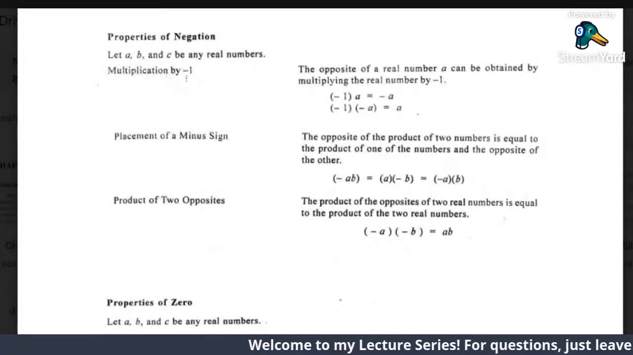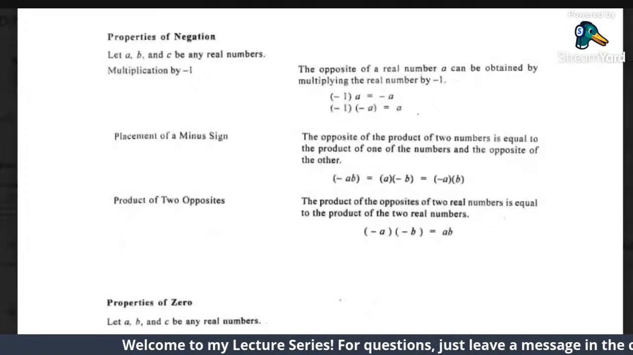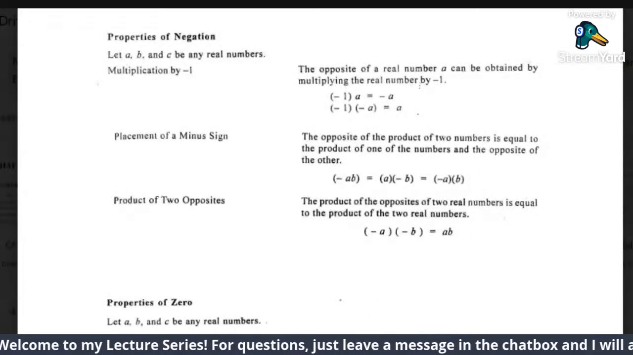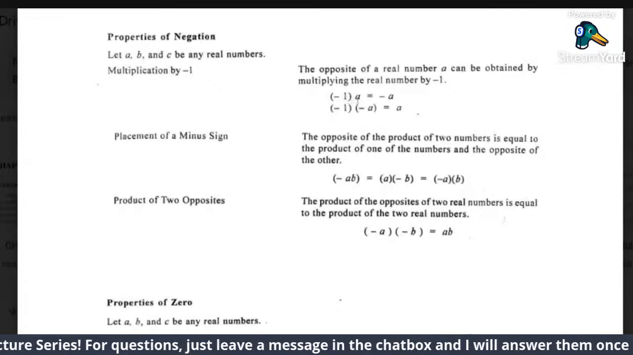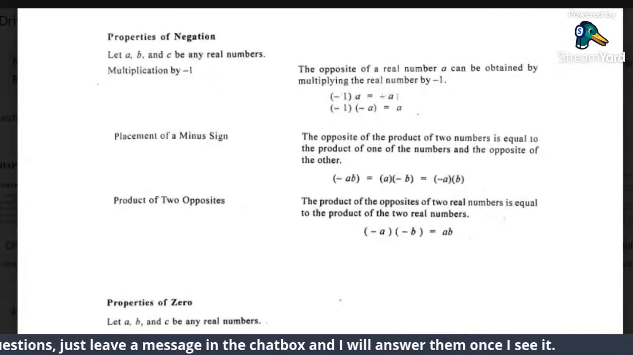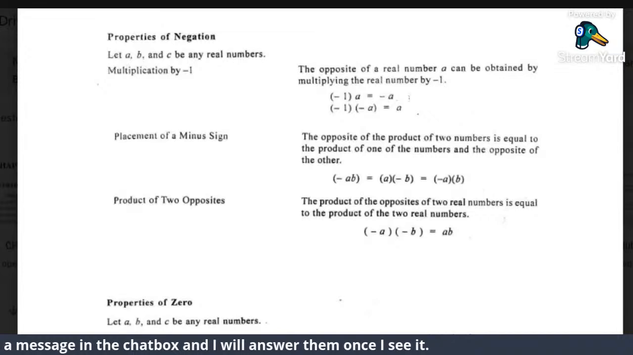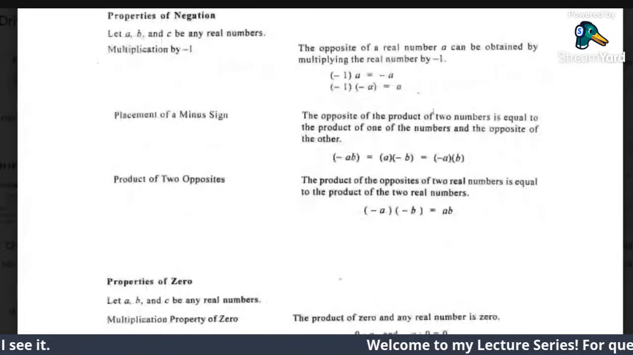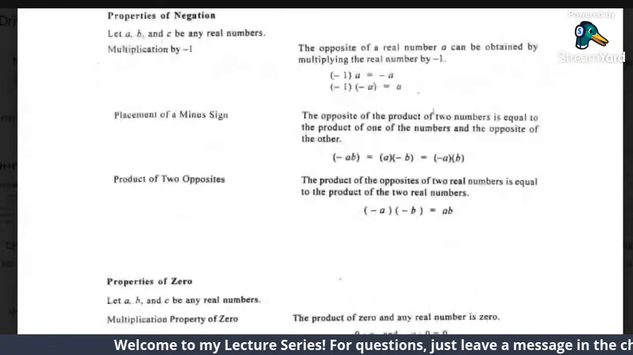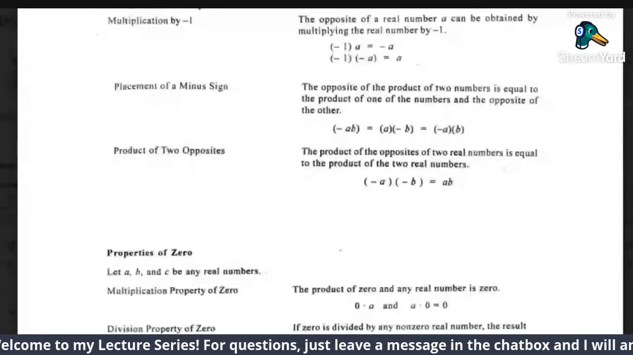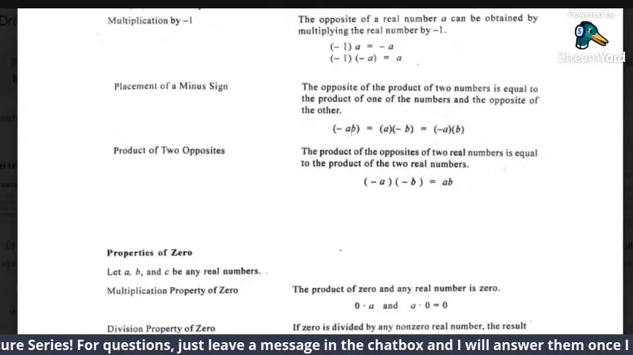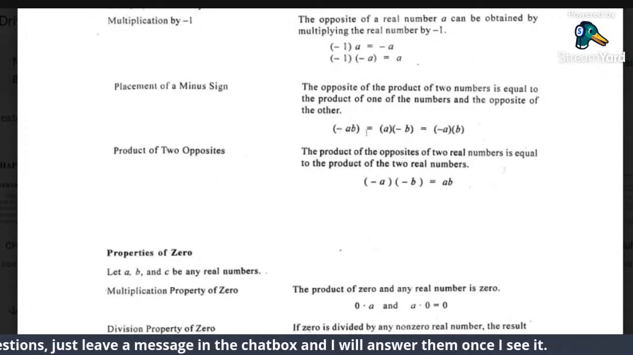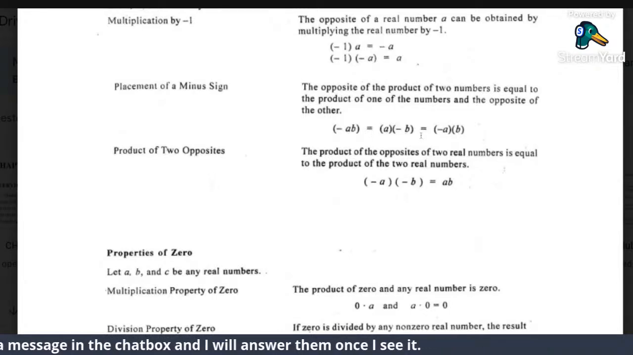Multiplication by -1. The opposite of a real number A can be obtained by multiplying the real number by -1. So A times -1 will give you the opposite of A, which is -A. The same is true: -A times -1 will give you the opposite of -A, which is A. The opposite of the product of two numbers is equal to the product of one of the numbers and the opposite of the other. So the quantity negative AB is equal to A times negative B or negative A times B.